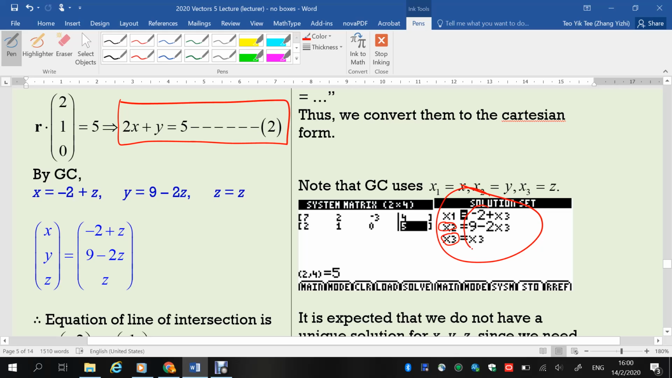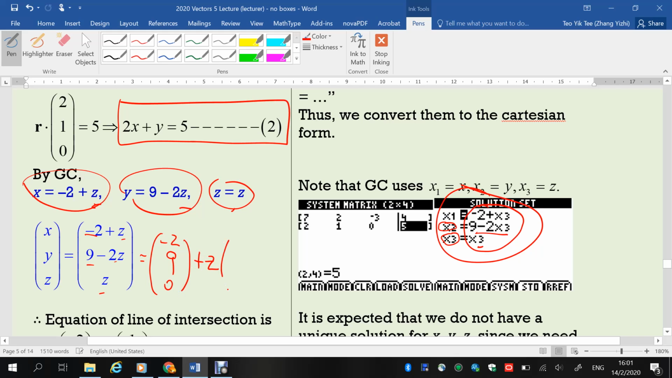So how to interpret the result on the right hand side is actually minus 2 plus z, 9 minus 2z, and z is z. Writing down this way is not easy to see, so what I want you to do is write in column vector form. x is minus 2 plus z, y is 9 minus 2z, and z is z. So write it down this way now: (-2, 9, 0) plus z (1, -2, 1).